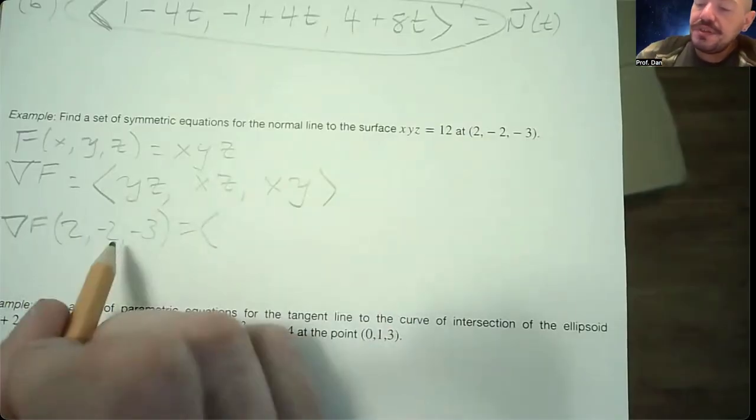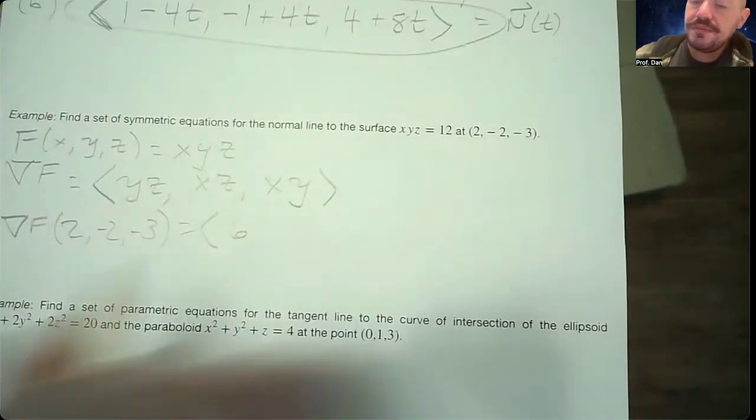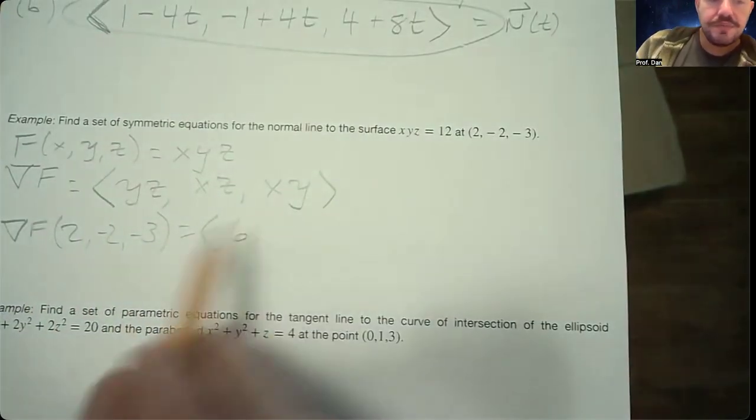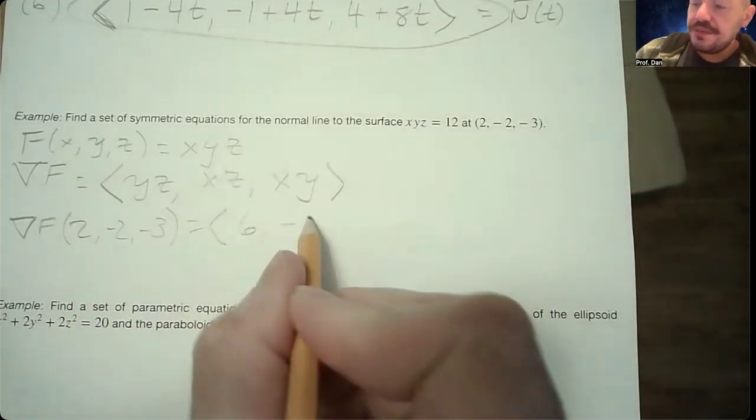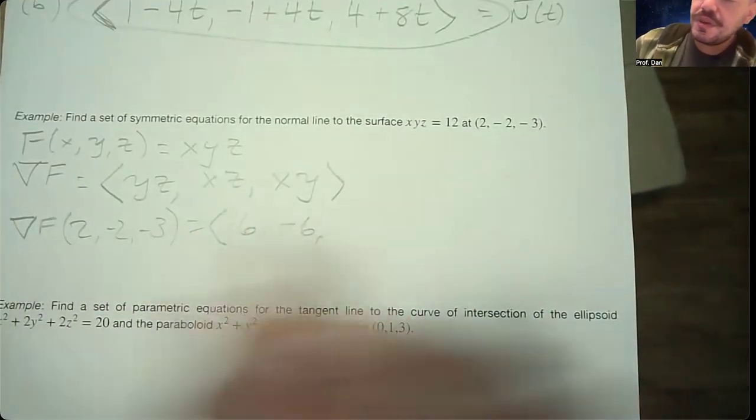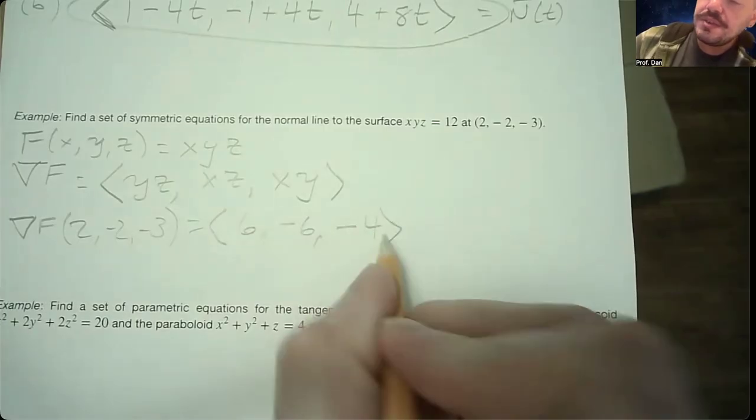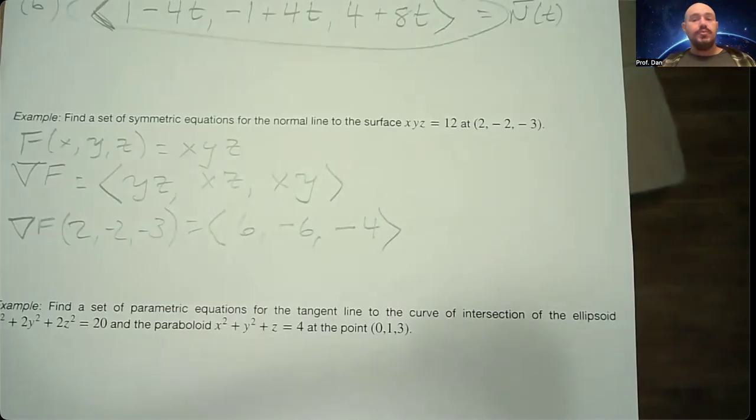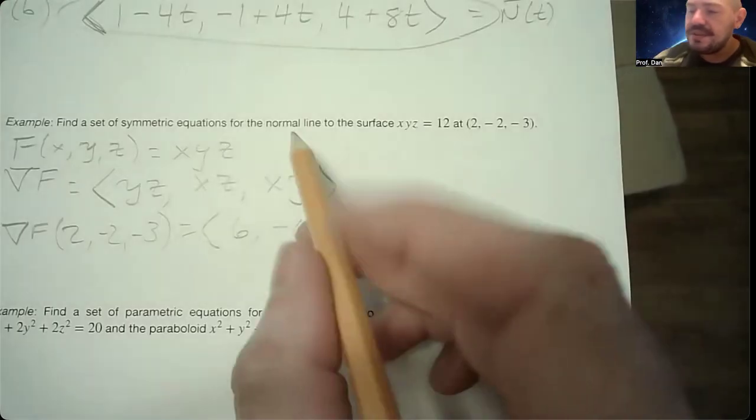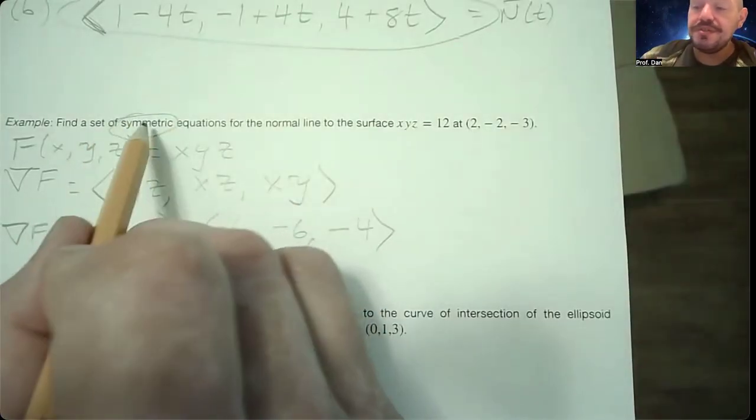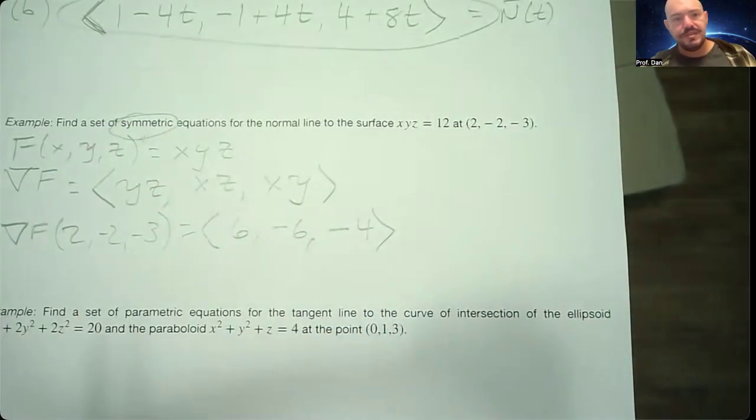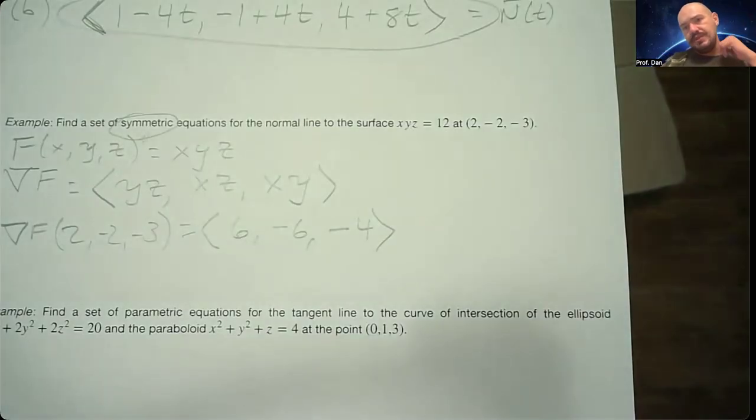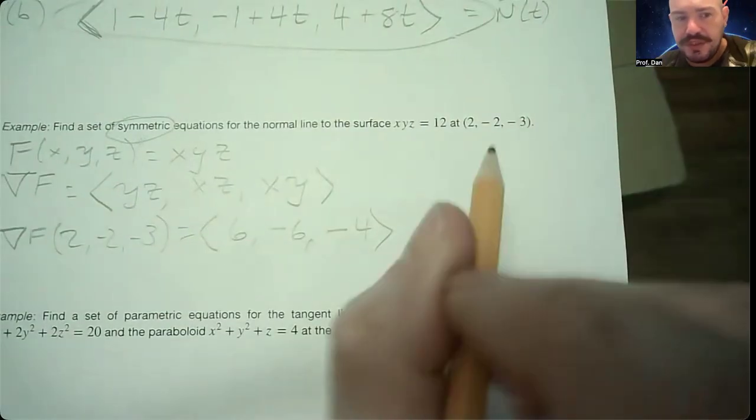For our x component, -2 times -3, so we get 6. For our y component, x times z, 2 times -3, we get -6, and x times y, we get -4. So this gives us our direction numbers, which remember are going to serve as the slopes in our parametric equations. So this does say to write symmetric equations. Remember, all that means is that we have to solve for t and set everything equal to each other. But to start off, we're just going to write parametric equations.